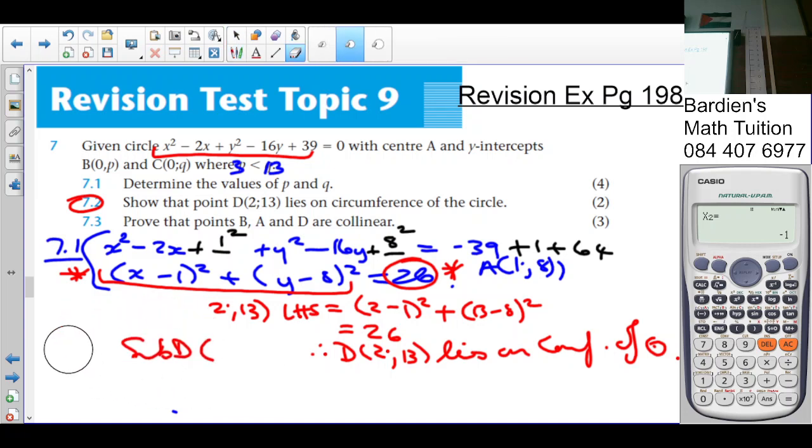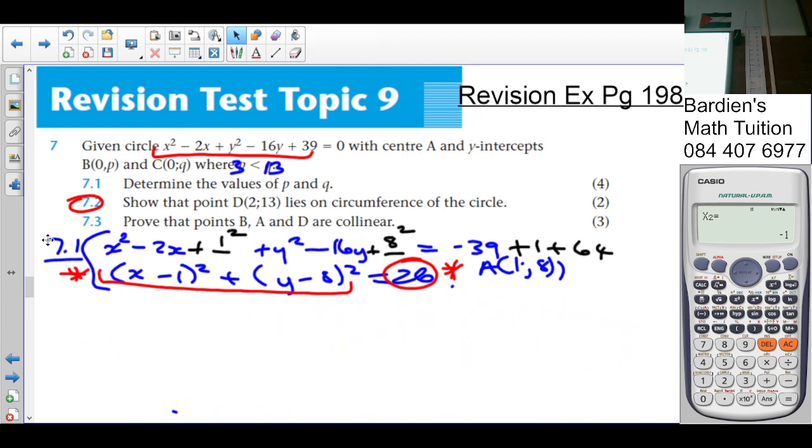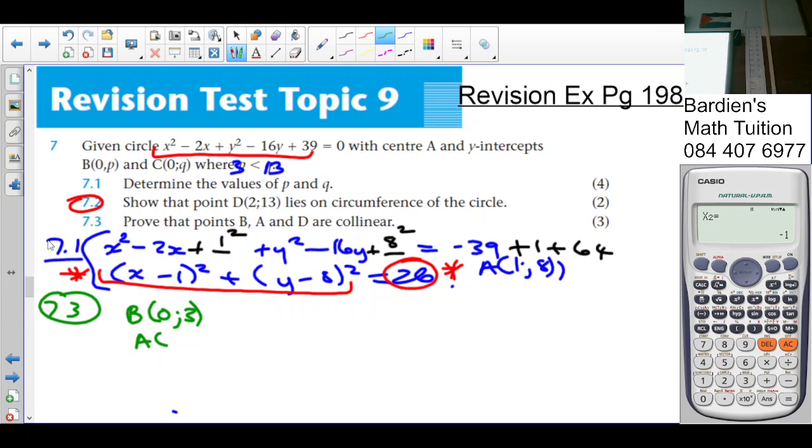The next question, in 7.3, prove that points A, B and D are collinear. So what's the coordinates of B? (0, p), which is (0, 3). A, remember, is (1, 8). I've got this written down already. And D is (2, 13).